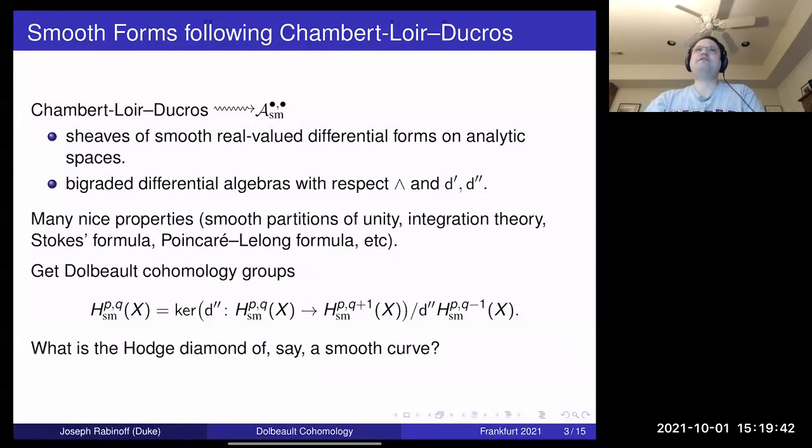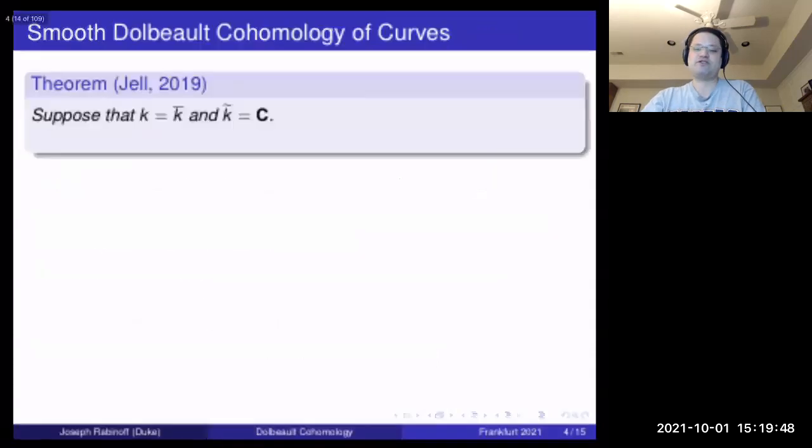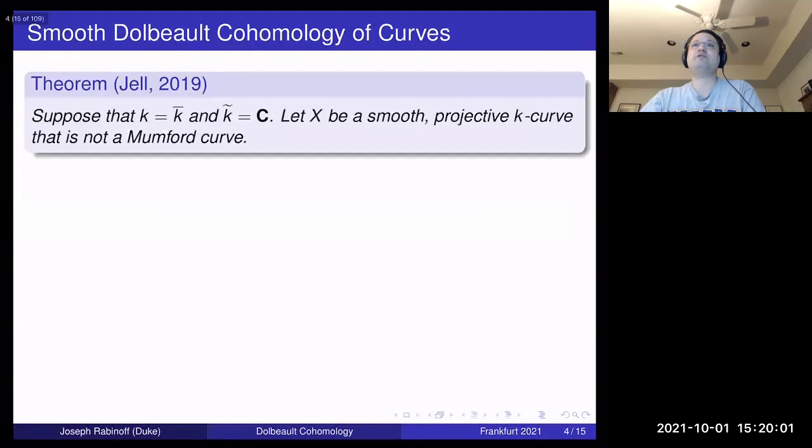Okay, so once you have this definition in place, you can ask the question, for instance, what is the Hodge diamond of a smooth curve with respect to these constructions? So in his thesis, Philip Jell studied this question, and he proved in particular that, again for simplicity, you assume K is algebraically closed with residue field equal to the complex numbers. If you have a smooth projective curve that is not a Mumford curve, then H^{1,1} is infinite dimensional. Which may not be what you expected.